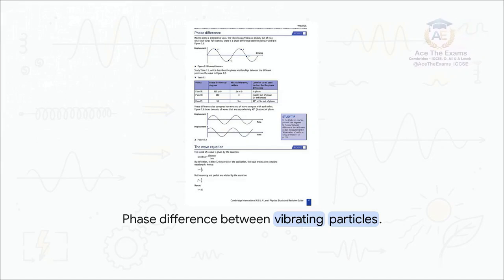But now compare point P to point Q. Point P is sitting at a peak, while point Q is all the way down at a trough. They are 180 degrees out of phase, or exactly in what we call antiphase. Phase difference is really just a precise mathematical way to measure this exact fraction of a cycle between oscillating particles.